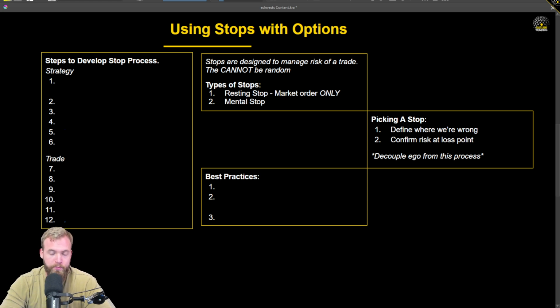But you got to get over that. As a trader, learning to be a better loser of positions will ultimately make you more money. So that's the first thing. We got to define, based on the strategy, where are we wrong?